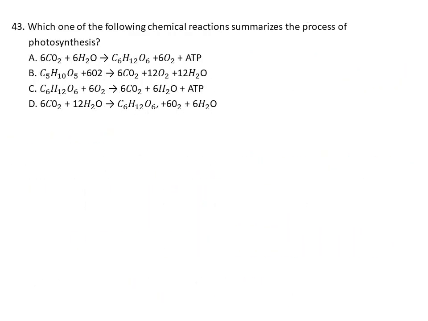Question number 43. Which one of the following chemical reactions summarizes the process of photosynthesis? So that should be D. Carbon dioxide plus water, in the presence of sunlight and chlorophyll, gives glucose plus oxygen plus water.